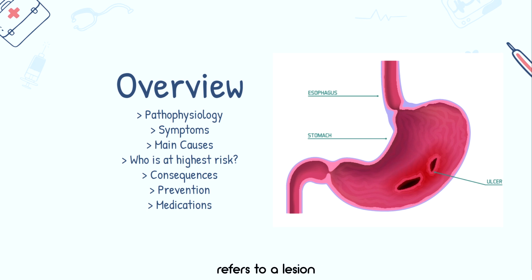Peptic ulcer disease refers to a lesion that's located in either the stomach, which is known as gastric, or the small intestine, which is known as duodenal. And a person who has a peptic ulcer has peptic ulcer disease.